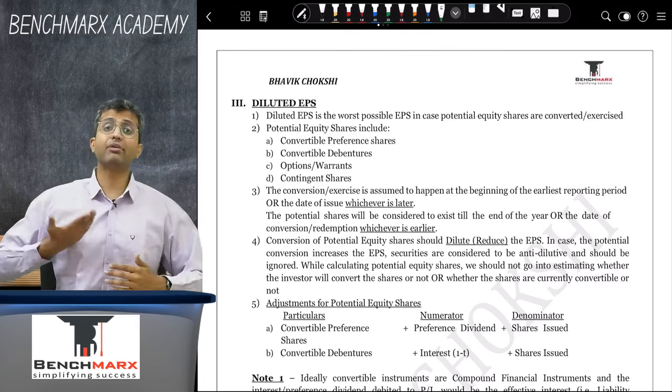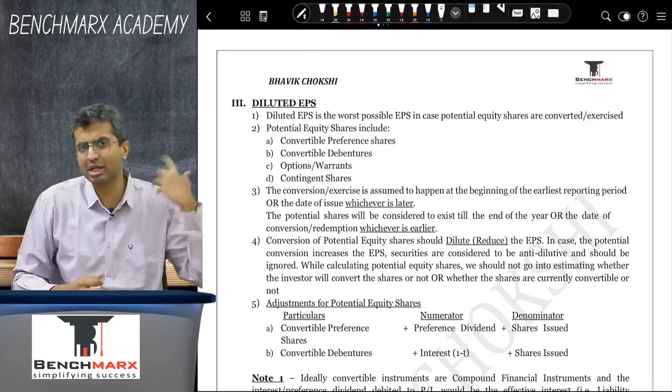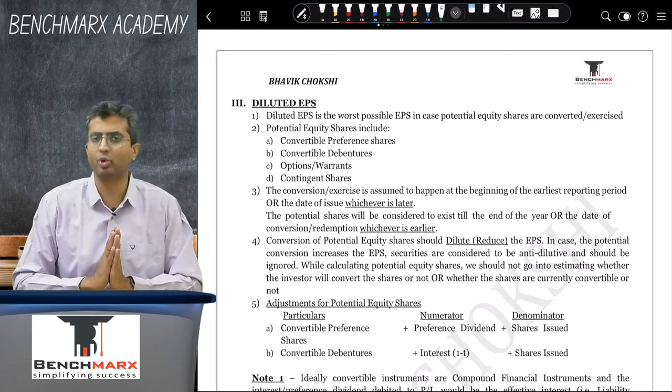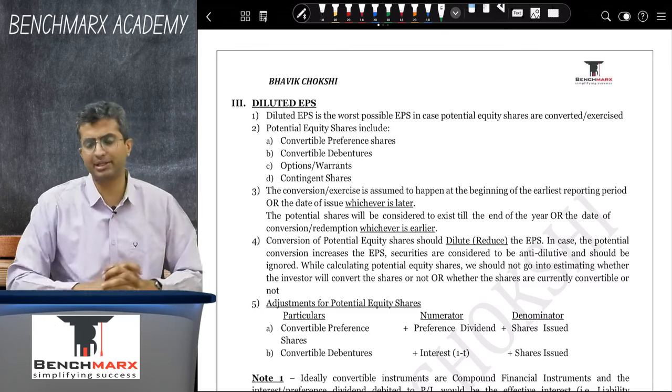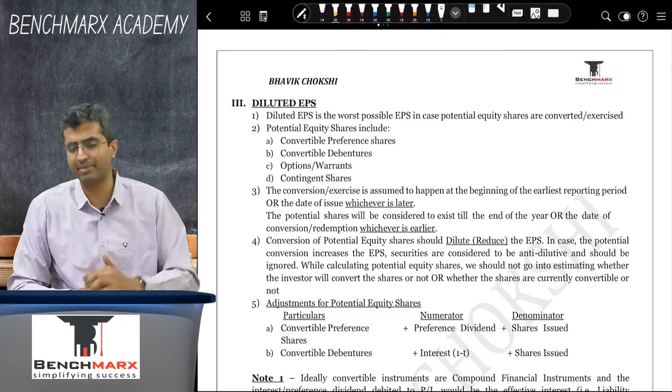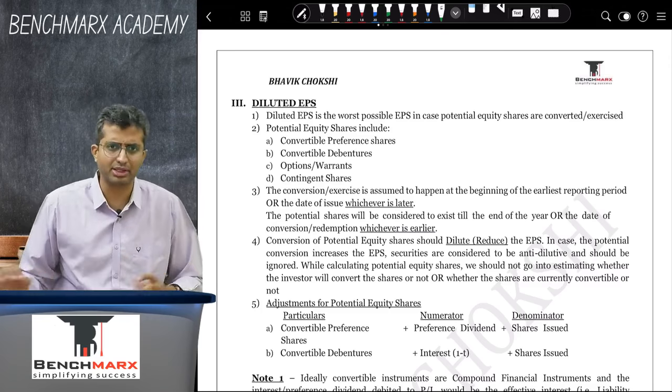Okay, so if they were to be hypothetically converted into equity shares, then what will be the impact is what we are going to study here. So let us first look at the impact from preference shares and debentures. Largely, the accounting for preference shares and debentures would remain the same.